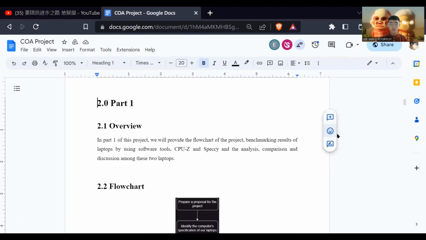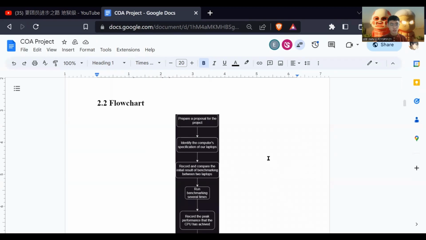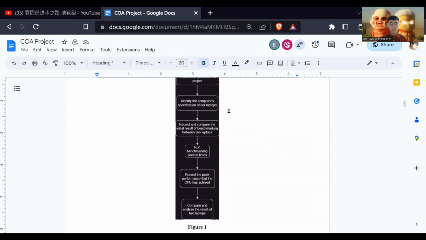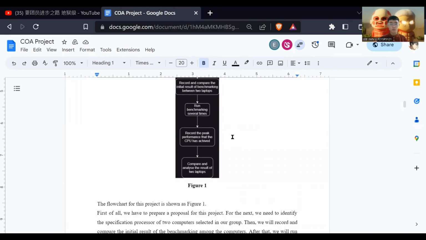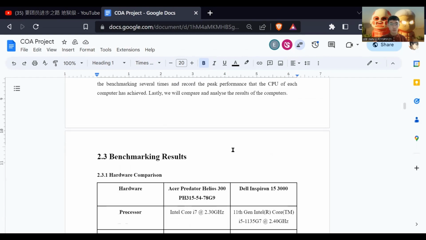Part 1 is about the benchmarking of the laptops. This is the flow chart of the benchmarking process. First, we will prepare a proposal for the project. Secondly, we will identify the computer specifications of our laptops. Then record and compare the initial results of benchmarking between the two laptops. Then we will run the benchmarking several times. After that, we will record the peak performance that the CPU has achieved. Finally, we will compare and analyze the results of the two laptops.